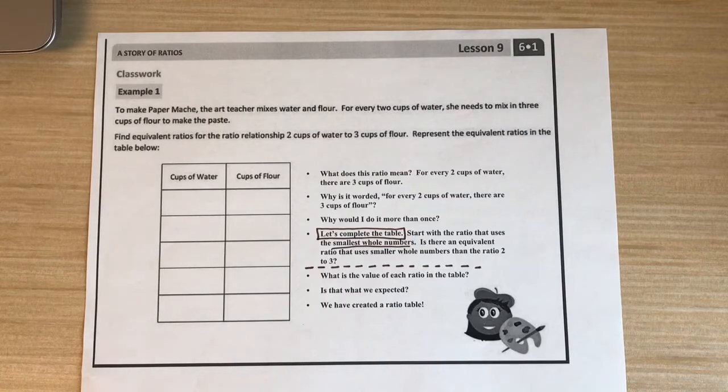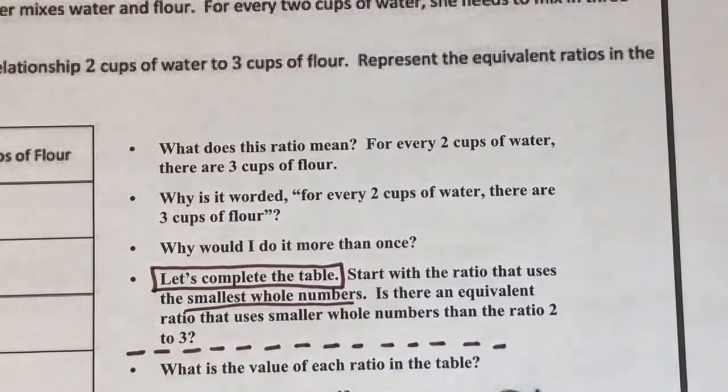It says, to make paper mache, the art teacher mixes water and flour. For every 2 cups of water, she needs to mix in 3 cups of flour to make the paste. Find equivalent ratios for the ratio relationship 2 cups of water to 3 cups of flour. Represent the equivalent ratios in the table below. So before we do that, I want to talk about some quick questions to really help us be mindful of what we're thinking about here in this problem.